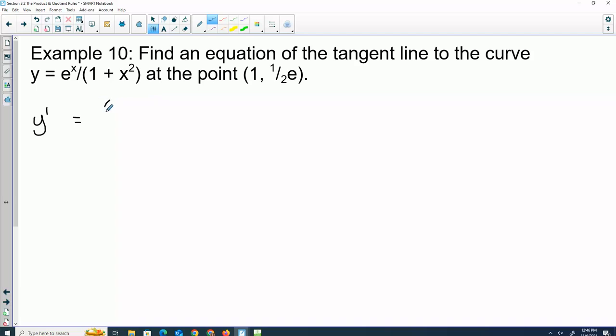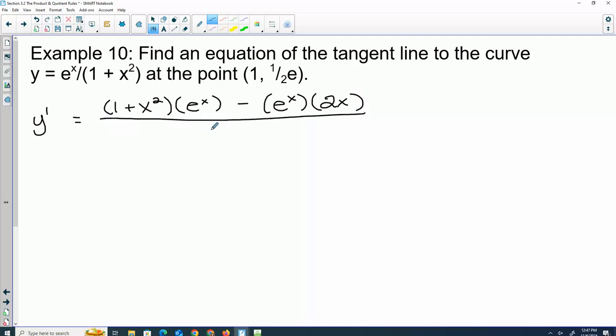So low, d high. What's the derivative of e to the x? Yes. Minus high, d low. What's the derivative of the bottom? 2x. Over low squared.